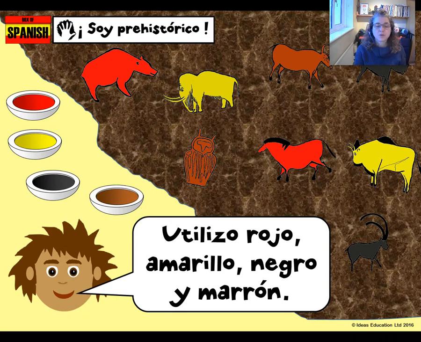Finally, he said, utilizo rojo, amarillo, negro y marrón. What was he telling us about there? Utilizo rojo, amarillo, negro y marrón. I use red, yellow, black and brown. Can you remember why he only had those 4 colours to use? That's right, because Stone Age people had to make paint with anything that they could find in nature, like plants and rocks.